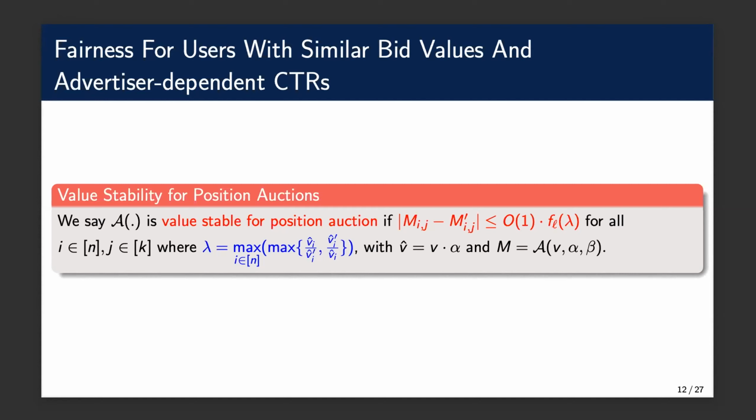So here we consider a very natural generalization of that value stability notion that I mentioned. In the single slot setting, we had a vector. Now we have a matrix. So we want the same kind of result to hold in this setting. For every element in our matrix, we want this difference to be bounded by some constant factor of the same f. However, here, rather than just assuming that the bid vectors are close, we will assume that the multiplication of bid vector and the advertiser-dependent CTRs are close, which is this value we have, which we call effective value.